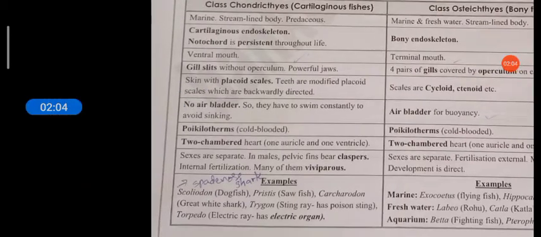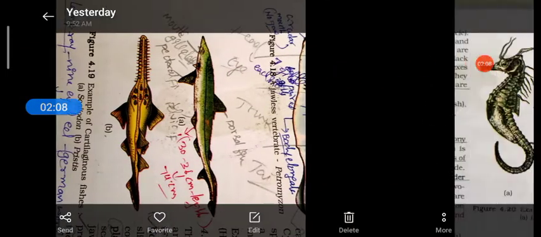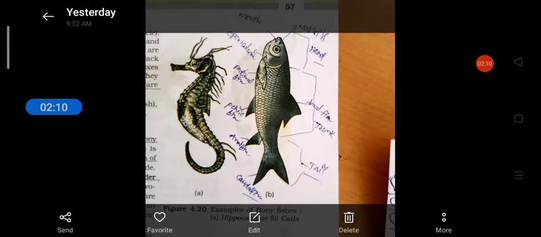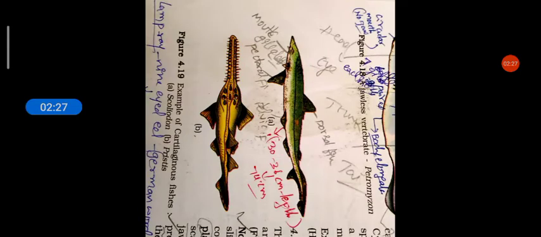I will show this one. This is the operculum. This operculum is absent in the chondrichthyes, but the operculum is present in the osteichthyes. So this one is the osteichthyes species.